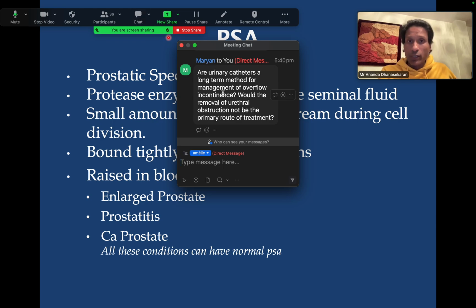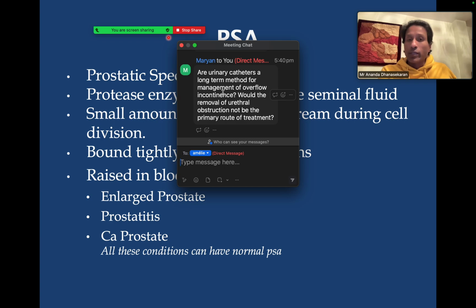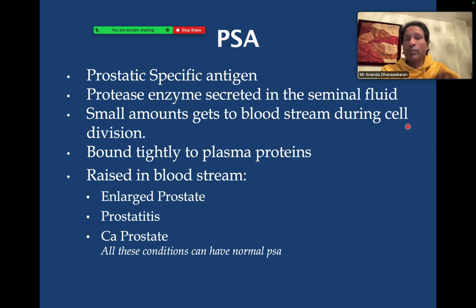Or urinary catheters, a long-term method for management of outflow incontinence. Would the removal of urethral obstruction not be the primary routine treatment? Yes. I mean, it's not necessary for the patients to get the catheter always. For example, if the obstruction is due to the prostate, our aim is to treat the obstruction by using surgery, which is transurethral resection of the prostate. We will clear the prostate to make the prostate cavity bigger, so that we'll try to make the patient free of catheter. Very rarely, in a very elderly man or elderly woman, the condition is incurable. In those kinds of situations the patient will end up with a catheter for the long term. As a surgeon, we always wish the patients not to end up with a lifelong catheter.